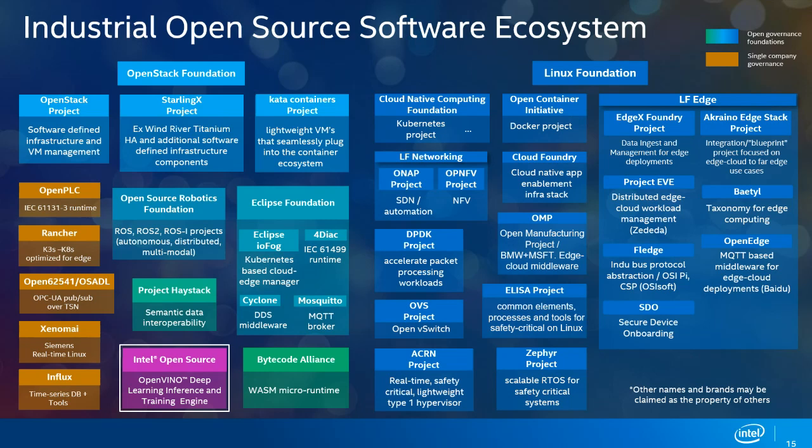And then at Intel, one of the things that we drive and have seen a lot of success in is the OpenVINO project. This is around deep learning inference and a training engine. We've seen deployments all over the world and a lot of adoption of this open source project.